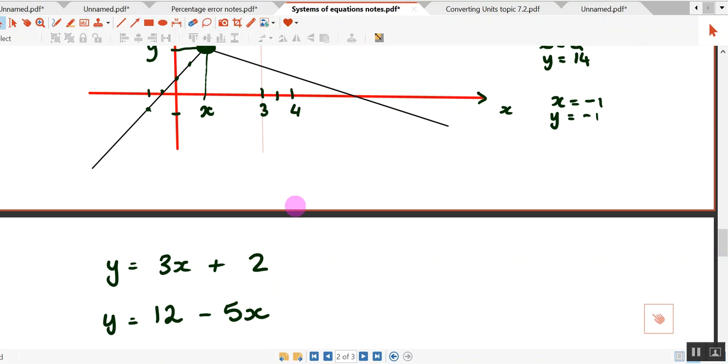Yeah. What did the gradient represent? The speed at which the phone can charge. Exactly, how quickly it charges, yeah? And the initial condition is the phone's battery, where it was at the time, yeah? It could have been 0, it could have been at 10.